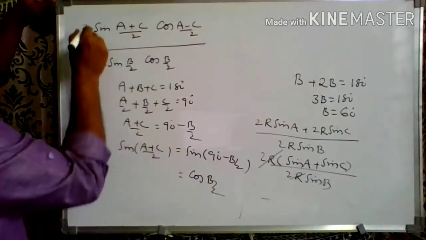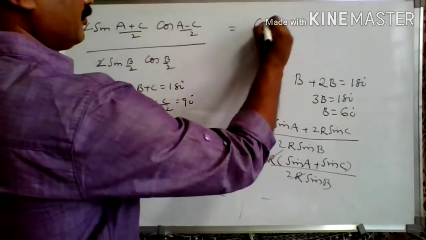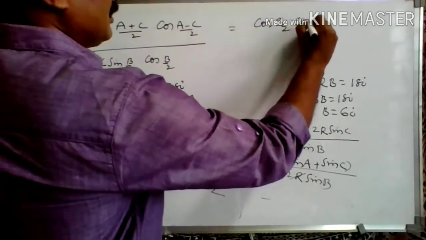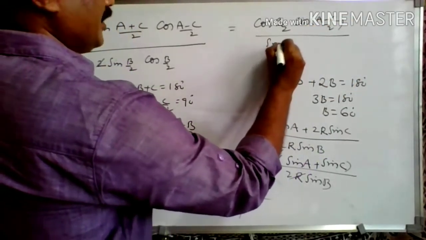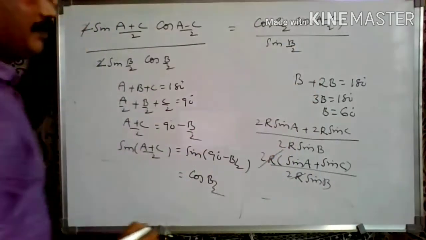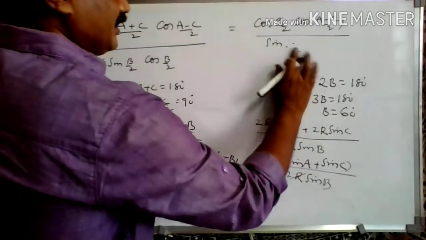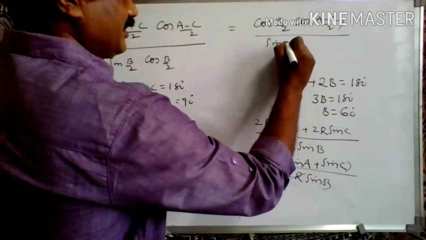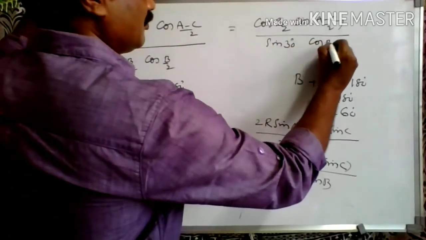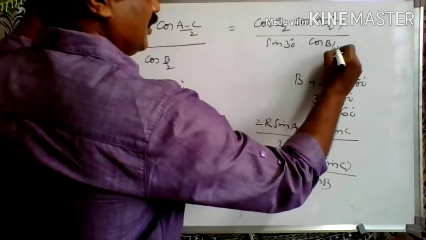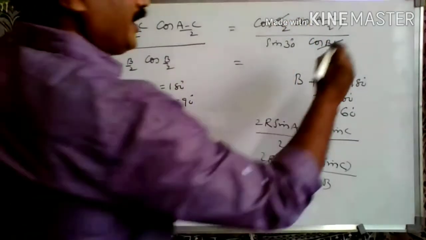Okay, students, here the 2 gets cancelled. Sine of (A plus C) by 2 is equal to cos B by 2, into cos of (A minus C) by 2, divided by sine B by 2 into cos B by 2. Here B is equal to 60, so B by 2 is 30 degrees. The cos B by 2 terms get cancelled. Sin 30 degrees is equal to 1 by 2.